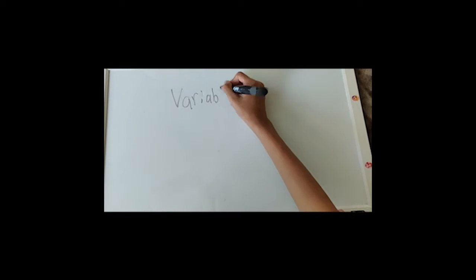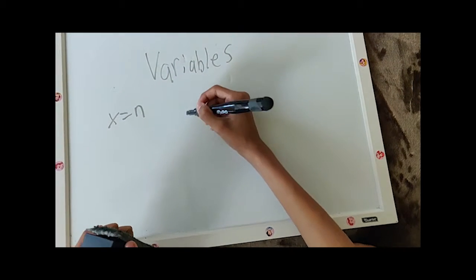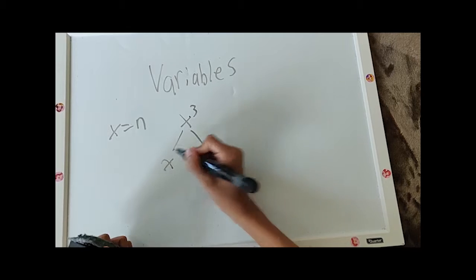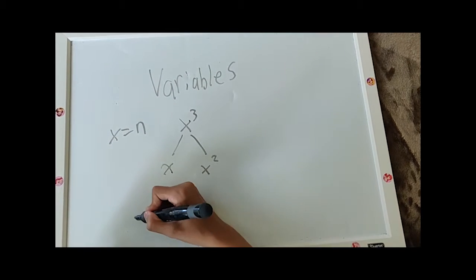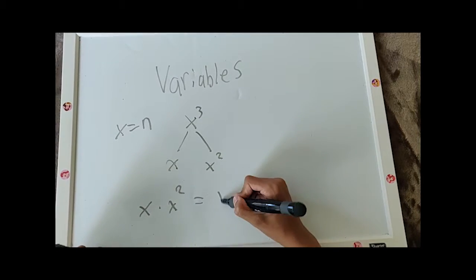Now we can apply this topic to variables as well. Because variables are simply stand-ins for numbers, they can have the same operations performed on them as integers can. For example, for the term x to the third, x and x squared are factors. This is because x to the third is equal to x times x squared.